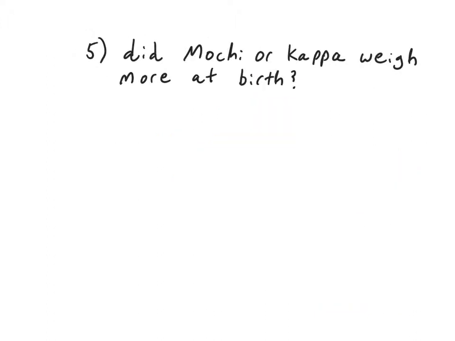Number 5 is asking, did Moki or Kappa weigh more at birth? And for Moki we have a table, and for Kappa we have a graph. Alright, so for Moki, the weight at 0 weeks was 1. And for Kappa, we look at the graph, at 0 it was at 2. So it's going to be Kappa.